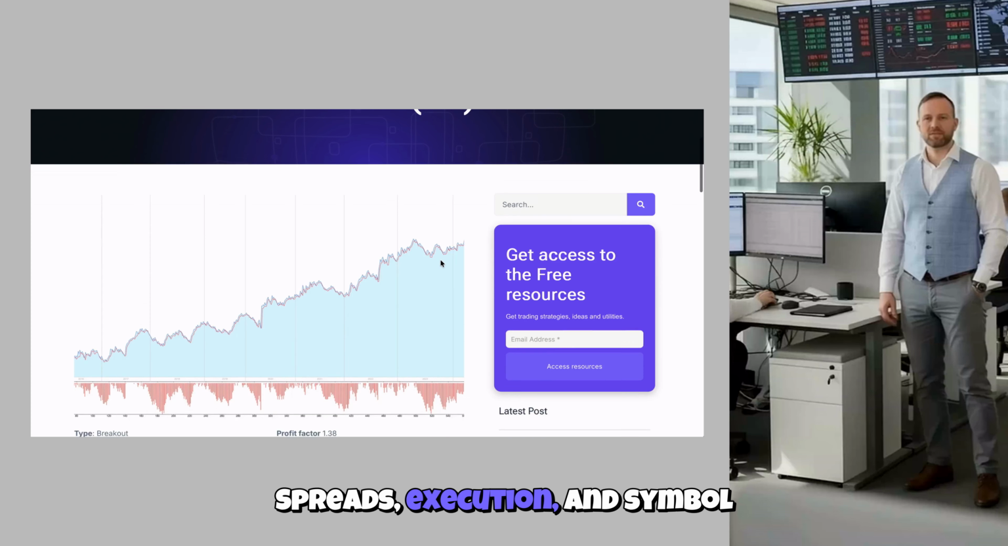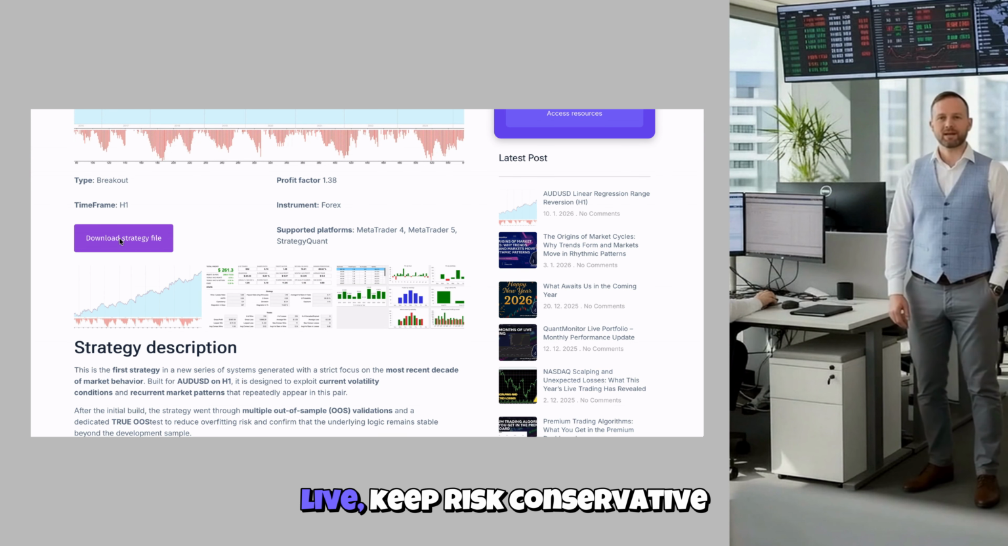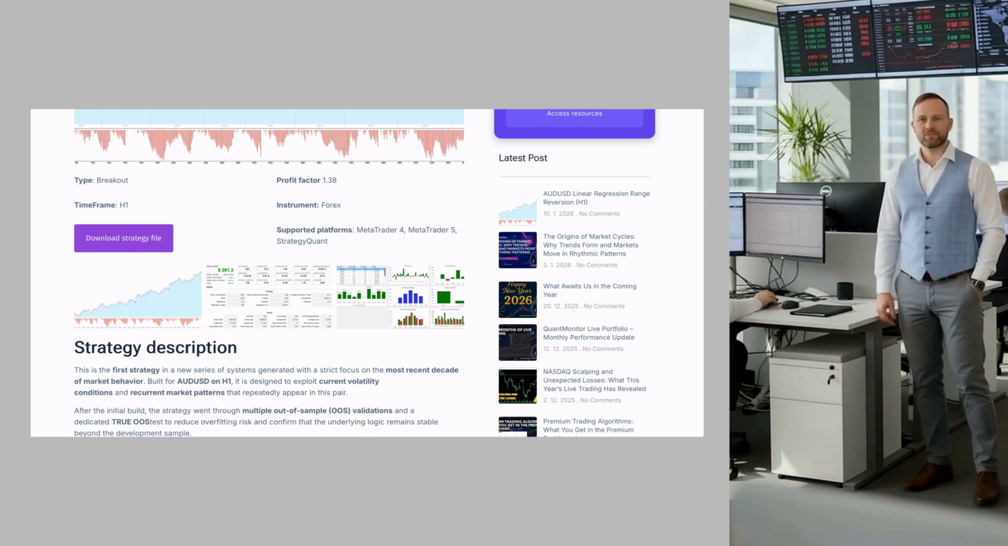Spreads, execution, and symbol specifications can change real results. And if you go live, keep risk conservative and consider combining strategies with low correlation for smoother performance.